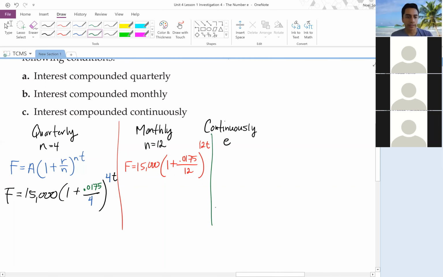And then for continuously, it's even simpler, right? Because you don't have to worry about the n value. That's not going to be part of your formula. So we have final value here is 15,000 times e to the rate. In this case, it's 0.0175 times t. Okay. So those are the 3 scenarios that we have.